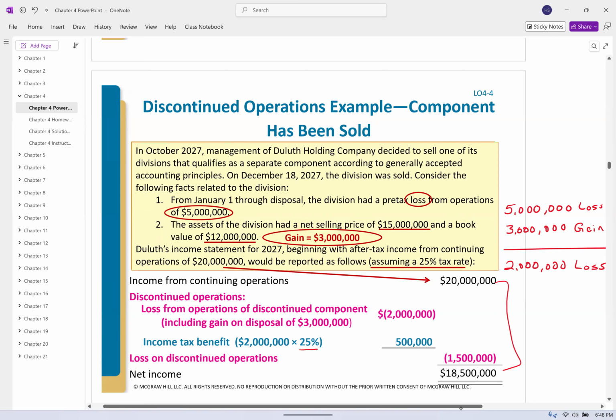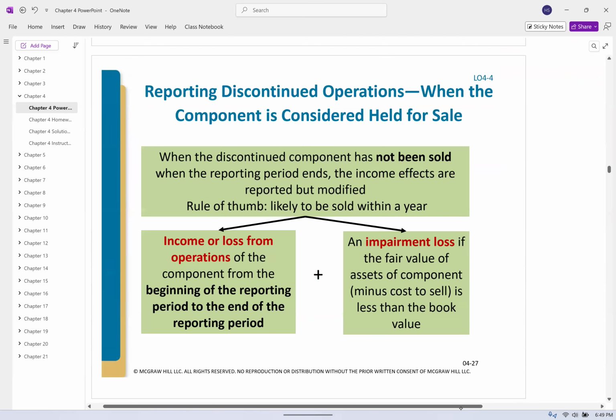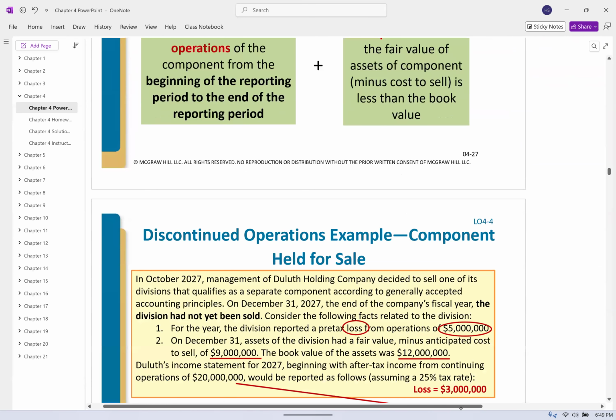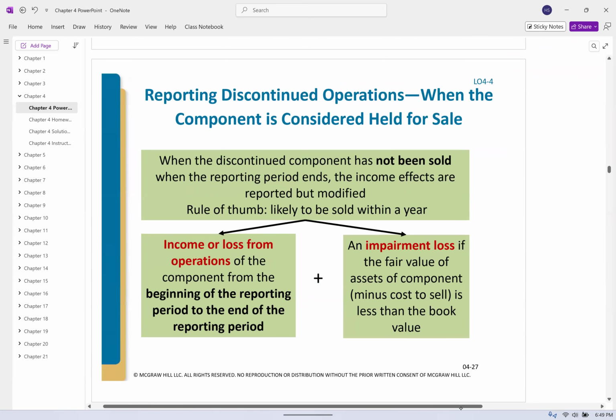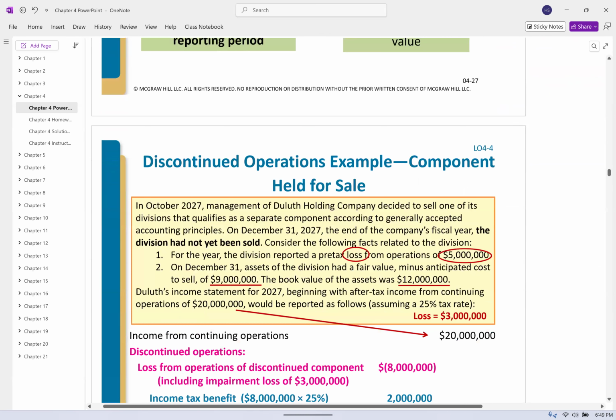But you can see how we want to put this as a separate component and separate it out because it's really not something that's going to happen over and over again. So it has to be classified as a discontinued operation. Okay. They give us another, nope, they don't give us another example. They do down here. I was just trying to skip too far ahead. All right. So when the discontinued component hasn't been sold yet, it still has entered that realm of discontinued operations. Okay. So let's look at this example.